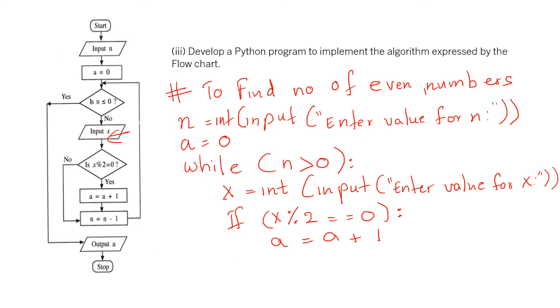Then what you do? n is equal to n minus 1. This is outside of the if condition, so it's a part of the usual while statements. Whether it is an even number or an odd number, you are going to do this. That's why I have taken it out of this condition and written it here. This is going to be done as long as this condition is true. When the condition is false, you come here and print the value of A. So that's it. The program is done.